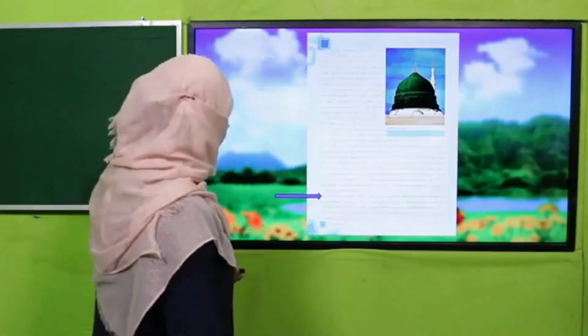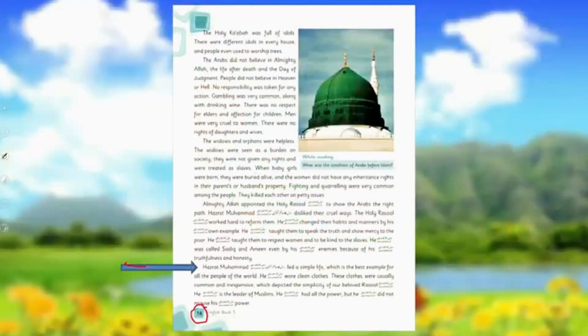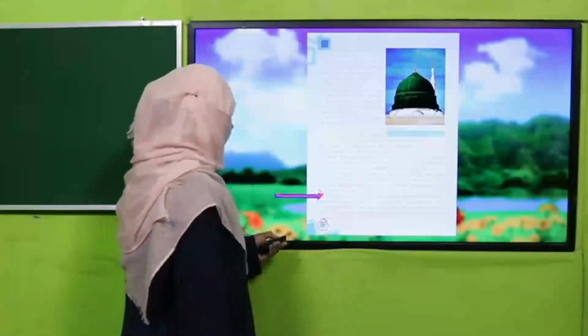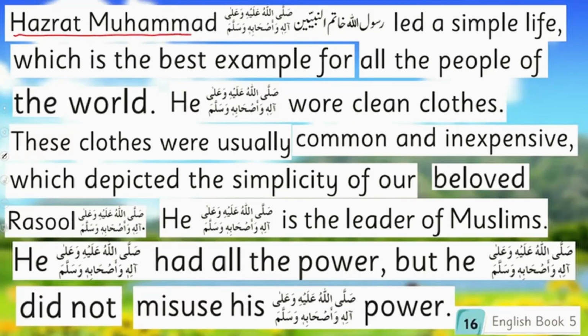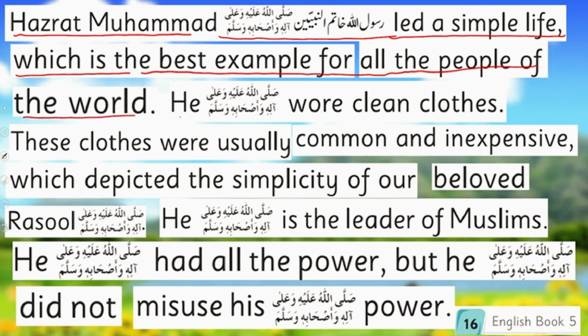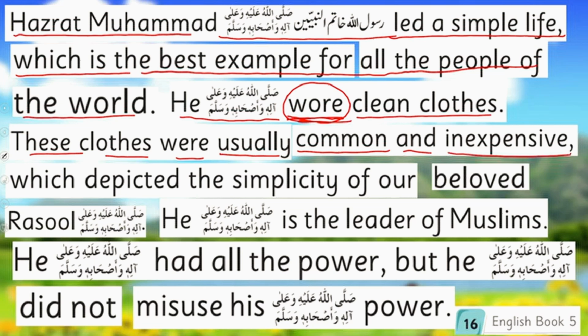Okay, so let's start reading from the point on page number 16, last paragraph. I'm going to start reading from here. All of you open your book and let's start reading. Listen carefully because after me you have to read it. Hazrat Muhammad Rasulullah Khatimul Nabeen sallallahu alaihi wa alihi wasallam led a simple life, which is the best example for all the people of the world. He wore clean and simple clothes. These clothes were usually common and inexpensive, means they were not costly, which depicted the simplicity of our beloved Rasul sallallahu alaihi wasallam.